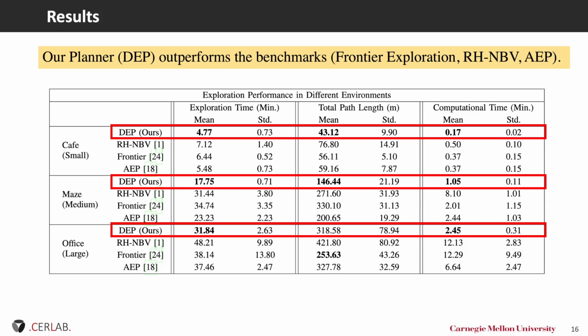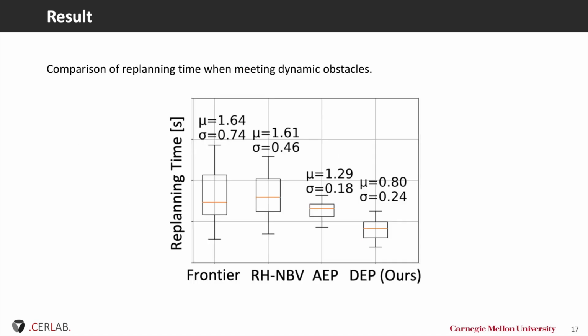This table quantitatively shows the exploration data from 3 aspects: exploration time, total path length, and the computational time. All numbers indicate that our planner has significant improvements compared to the benchmark planners. We also recorded the replanning time when encountering dynamic obstacles, and it turns out that our planner has the fastest replanning speed.